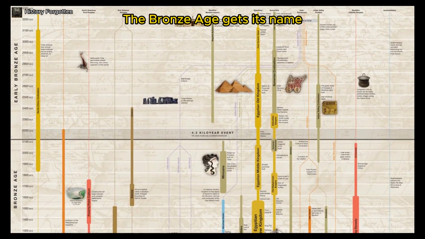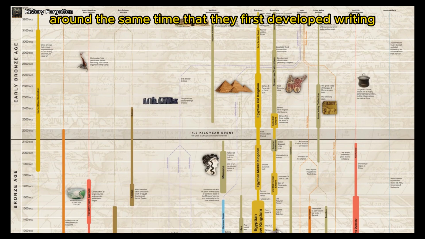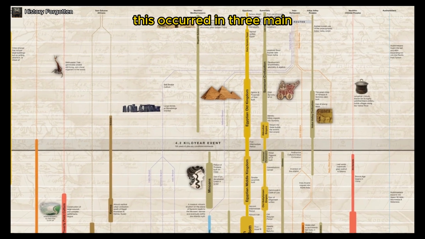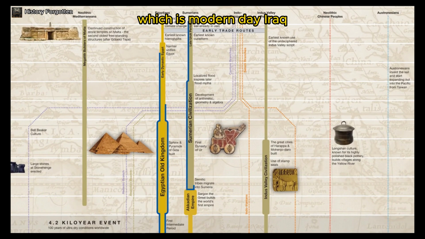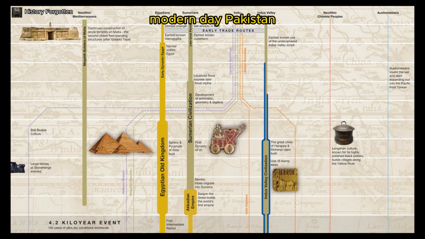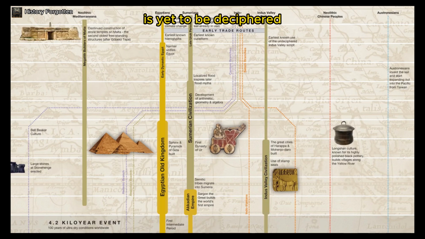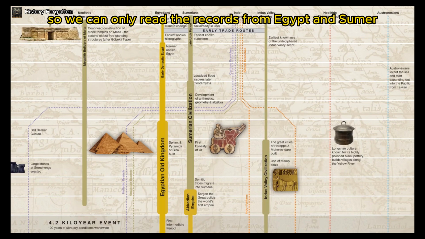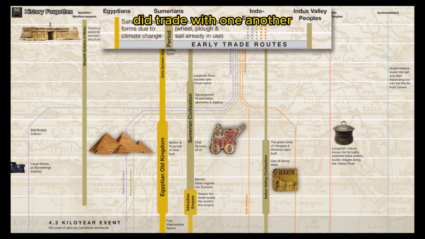The Bronze Age gets its name based on the fact that humans first started to make things in bronze around the same time that they first developed writing. This occurred in 3 main areas: Egypt, Sumer, which is modern-day Iraq, and Indus Valley, modern-day Pakistan. Unfortunately, the writing system used in Indus Valley is yet to be deciphered, so we can only read the records from Egypt and Sumer. But we do know that these 3 civilizations did trade with one another.